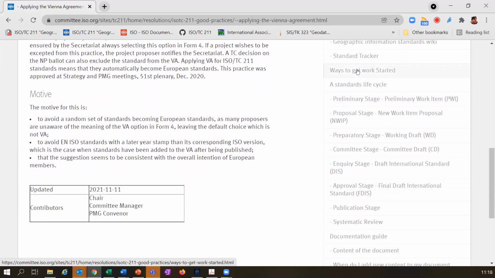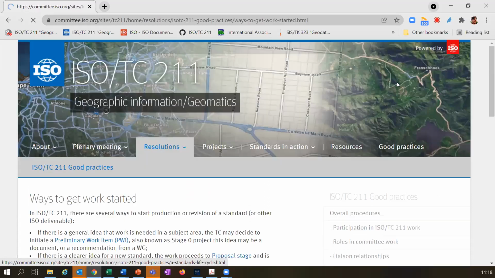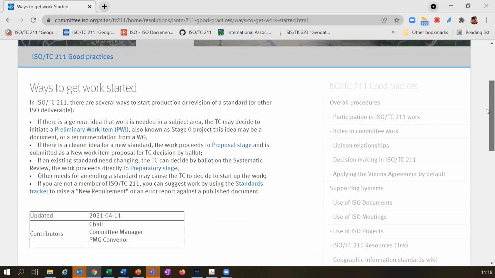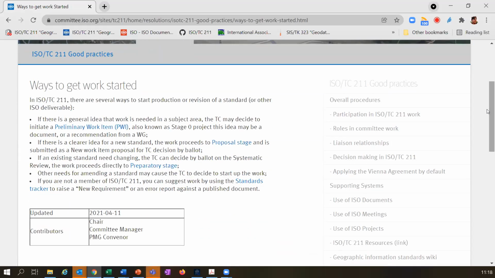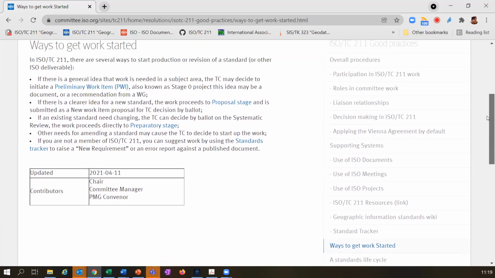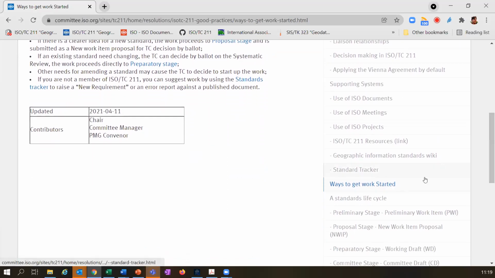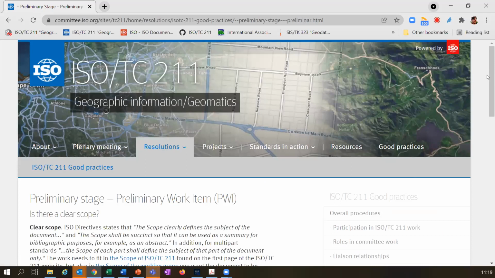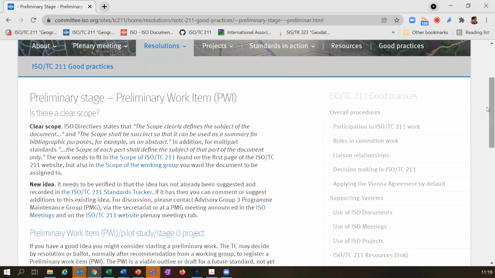How does a project start? Who is allowed to put in a project into TC211? When does it become a part of the program of work, and all those kinds of questions? We're trying to explain those kinds of things, both with the ways to get started, but also a little bit in the preliminary work item stage, because you could actually start an item with a pre-study of the subject.